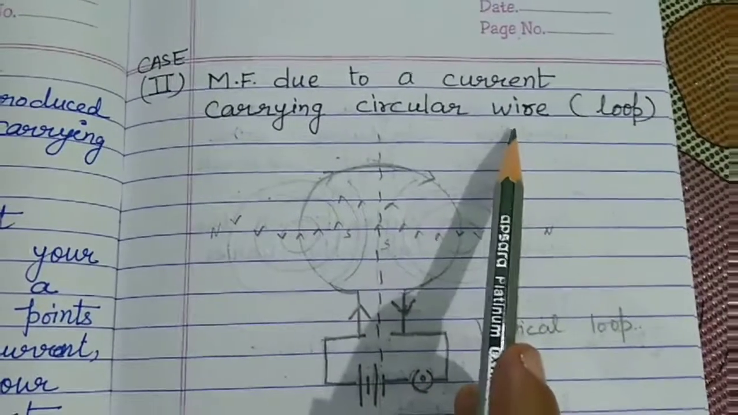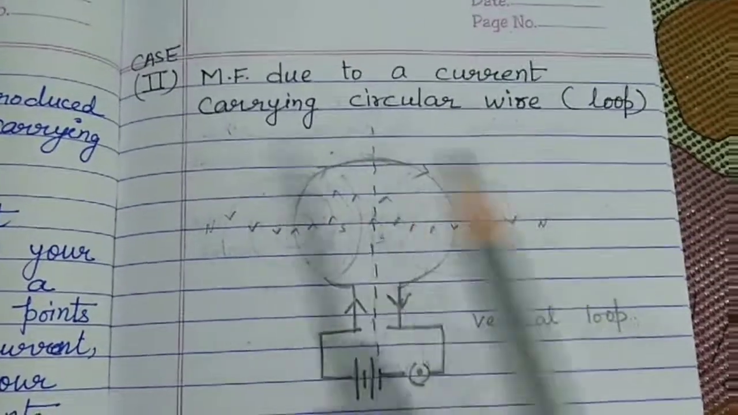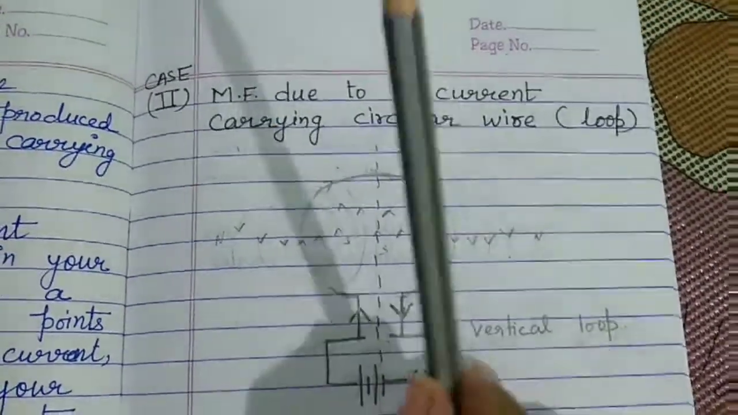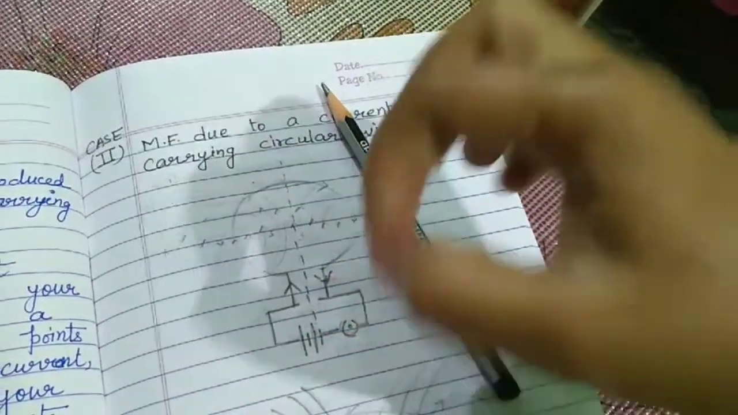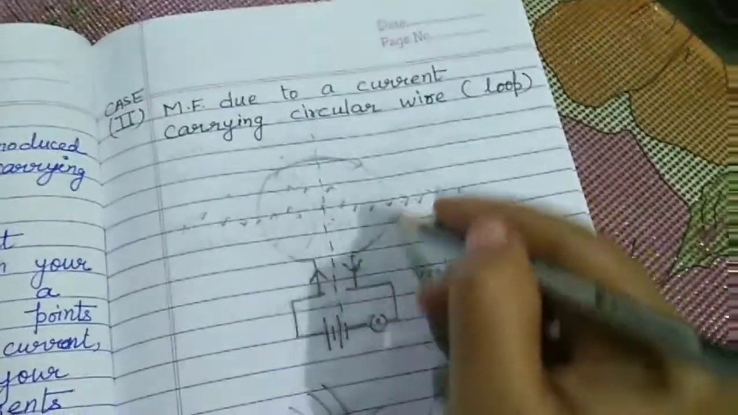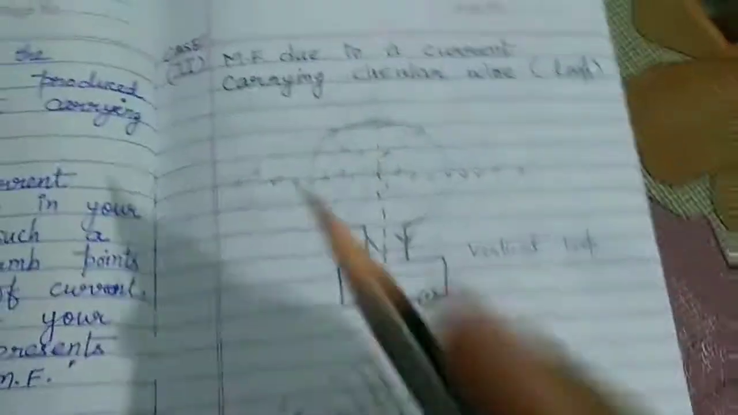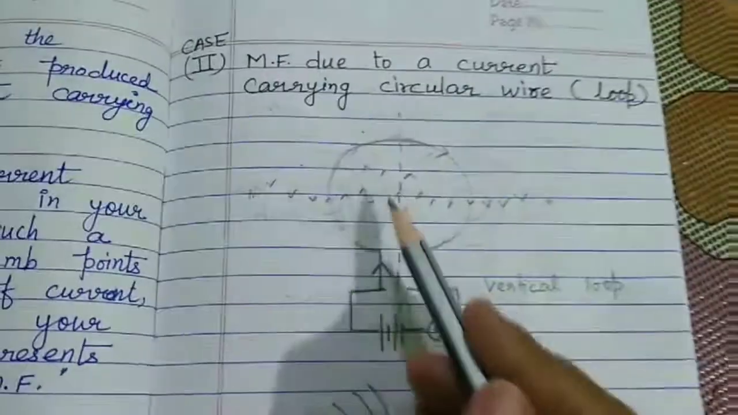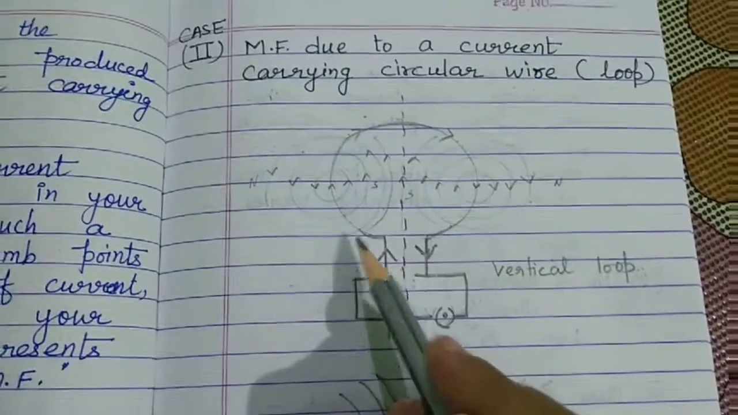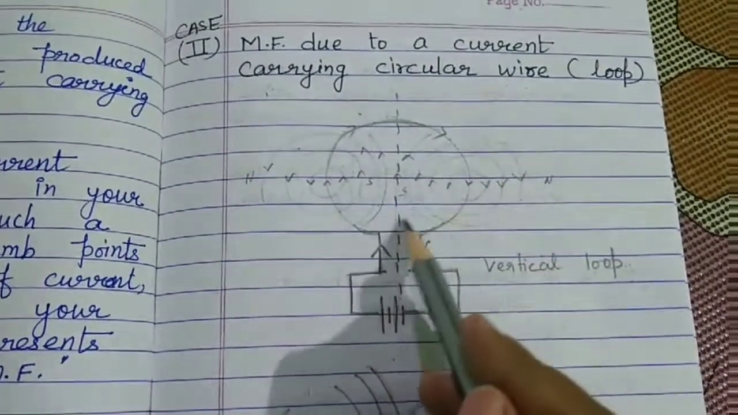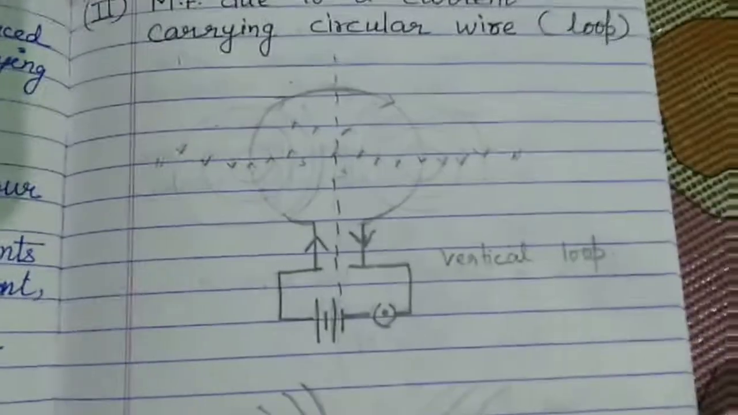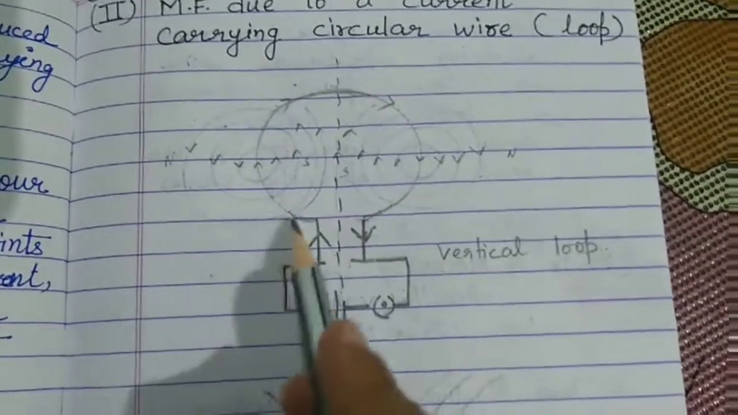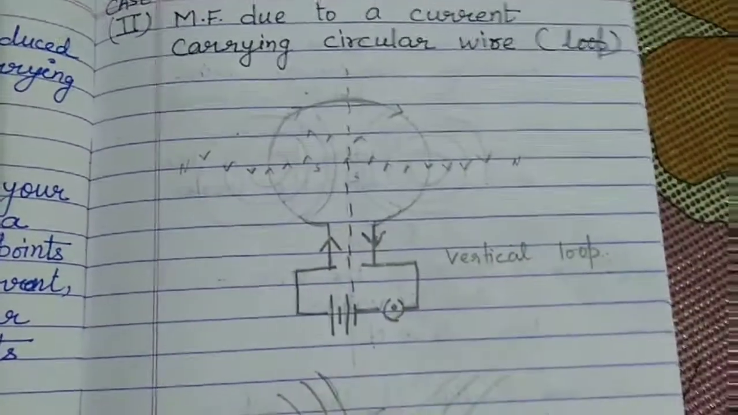That means we have a conductor, but we don't have it like this straight conductor. We circle it like this. So we have a circular loop. Now in general, the magnetic field lines due to the circular loop, circular current carrying conductor, look like this as shown in the diagram. How can we explain it?